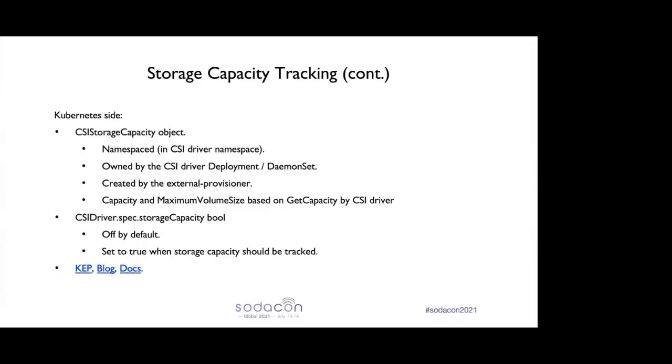On the Kubernetes side, there is a CSI storage capacity API object. It is a namespaced object created by the external provisioner. The capacity and the maximum volume size in the CSI storage capacity object are populated based on the GetCapacity response from the CSI driver. There is also a Boolean flag, storage capacity, in the CSI driver spec. It is off by default. It should be set to true to support storage capacity tracking.